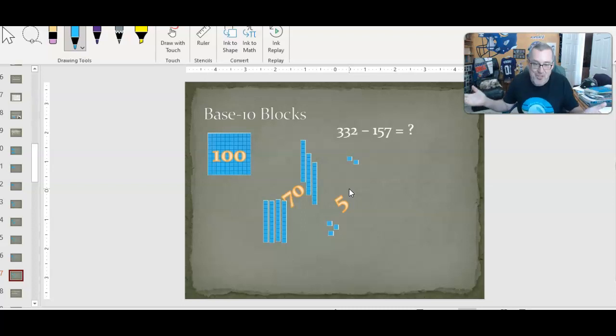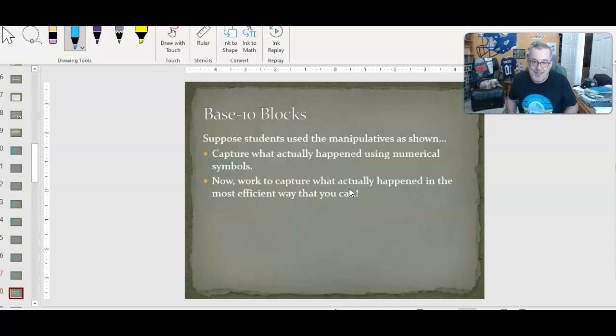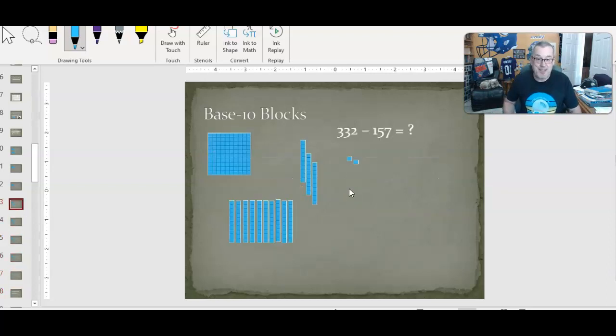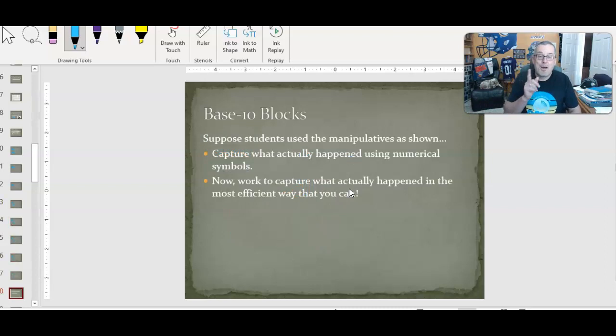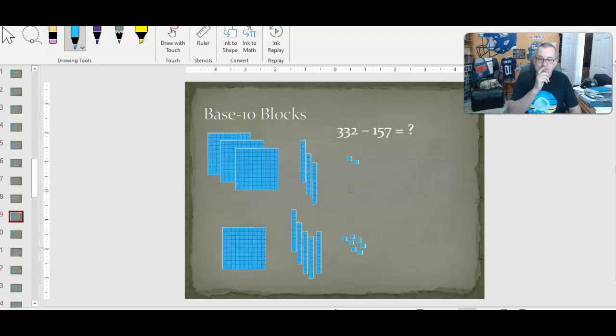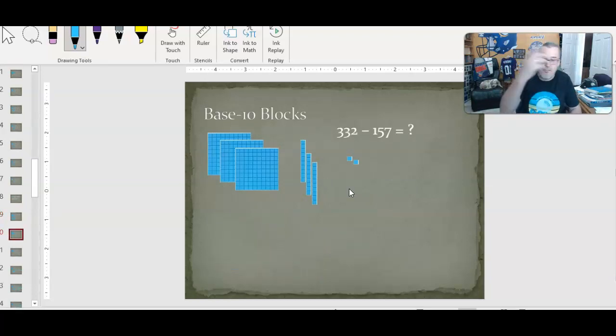Now it's just a natural thing to do, but this is where it gets fun. Suppose students use the manipulatives as I've shown, and I don't mean to say that every student's going to do it exactly the way I did it, but they're going to do whatever they're going to do. But now I would say, all right, students, capture what actually happened using numerical symbols. So let's say they did. All right, well, we started with the 2 quantities, and I realized I didn't need that 157 quantity because I'm going to take away 157 from the 332, so I just needed 332. That was my first step. And I first removed 100. So student recorded it.